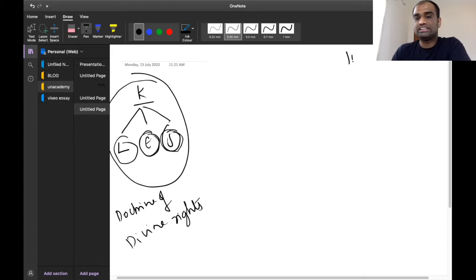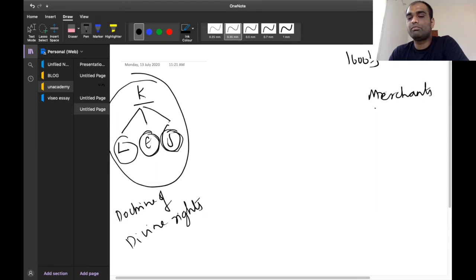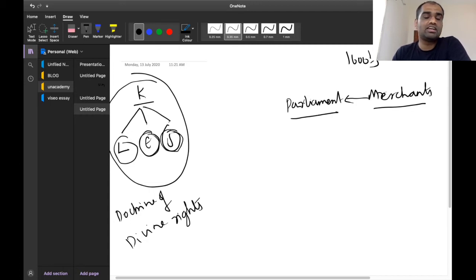Now, in the 1600s, there was a new group of people called merchants who were becoming very powerful in Britain. These merchants were becoming more powerful in Britain. Now they formed a body called Parliament. They formed a body called Parliament to represent their interests in the government.